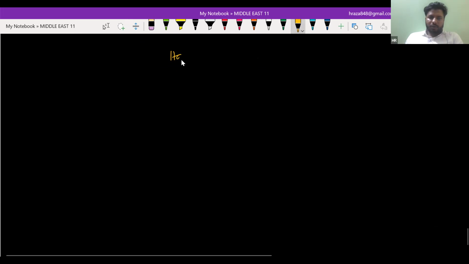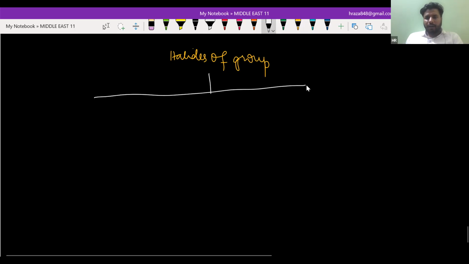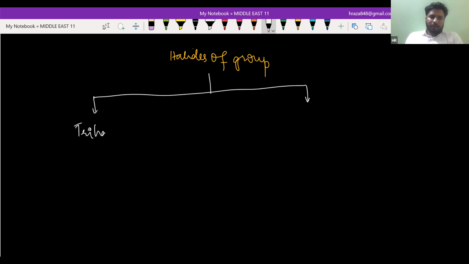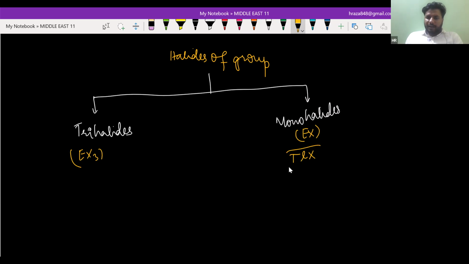Now, halides of group 13. When we talk about halides of group 13, there are two types of halides here, trihalides and monohalides. Trihalide is like EX3, and here EX, and here only one type of halide forms, that is TlX, except TlI3.